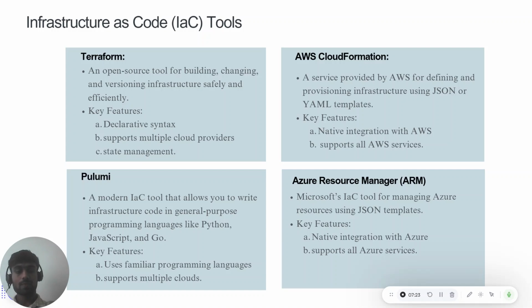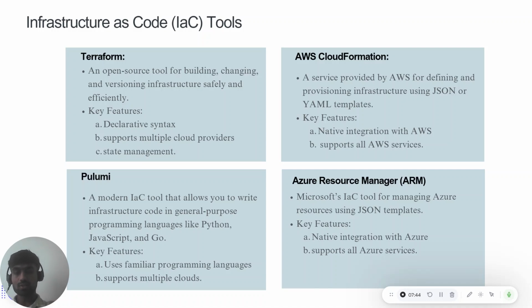Then there is Pulumi. It is basically a modern IaC tool that allows you to write infrastructure code in general purpose programming languages. Languages like Python, JavaScript, and Go we can use in Pulumi. Key features are like this one only. It uses familiar programming languages, and it also supports multiple clouds.